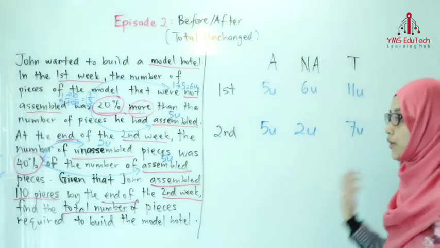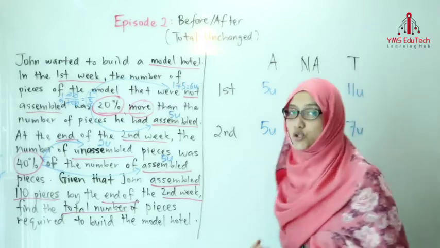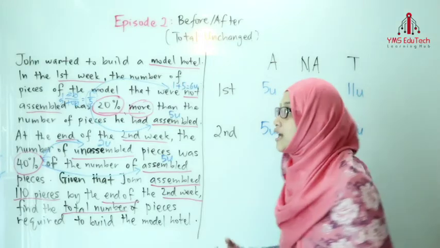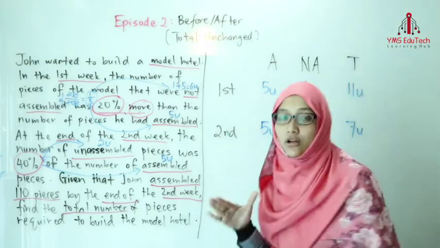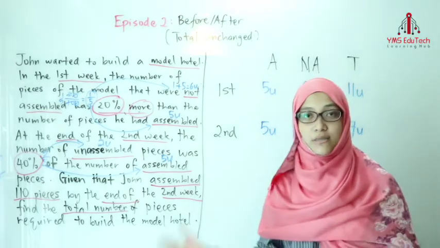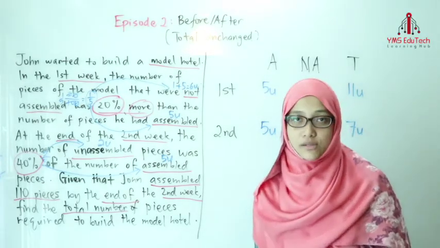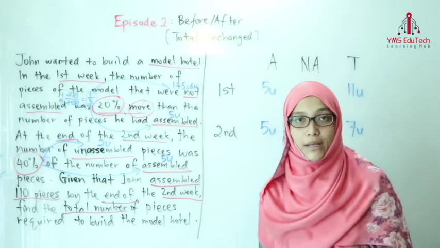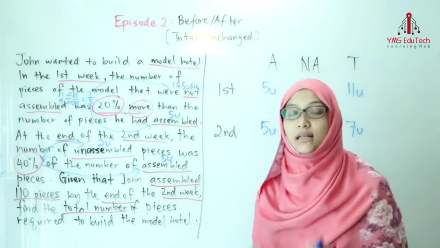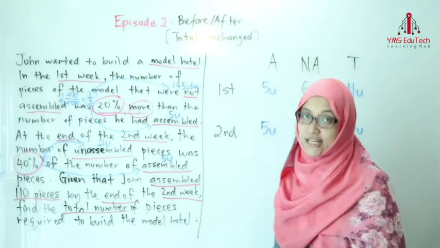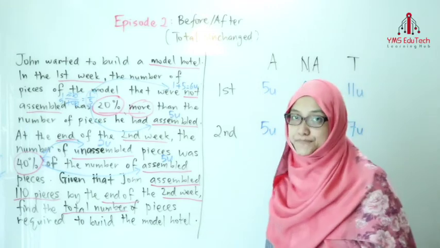Okay, how do I know, one more time, that this is a total unchanged type of question? Because John wanted to build a model hotel. The number of pieces, just imagine you have bought a box of a model hotel or model aeroplane or jigsaw puzzle. The total number of pieces does not change. So the same goes with this question.